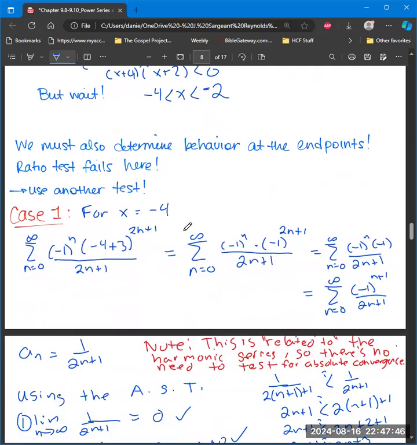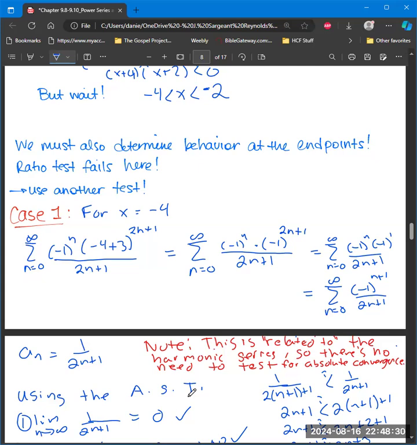So for x is -4, I'm going to replace x with -4, and that's going to give me an odd power of -1 here. Oh, I did that right here. So an odd number of -1s is going to be a -1, so this is -1 to the first. And that's going to be simplified down to -1 to the n plus 1. So this is an alternating series with an a sub n of 1 over 2n plus 1. That a sub n is related to the harmonic series. I see an n to the first in the denominator.